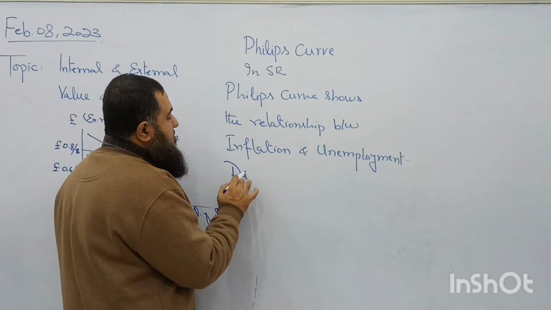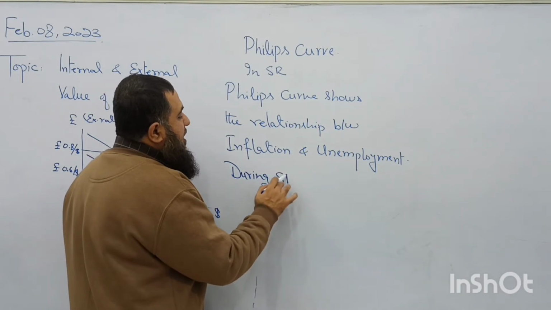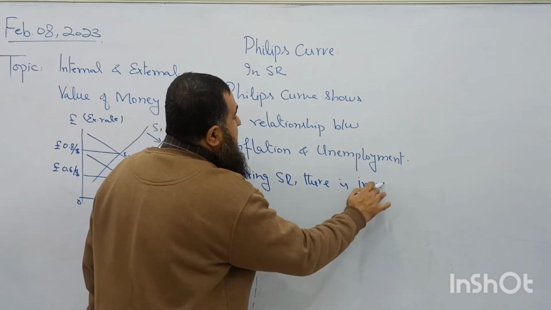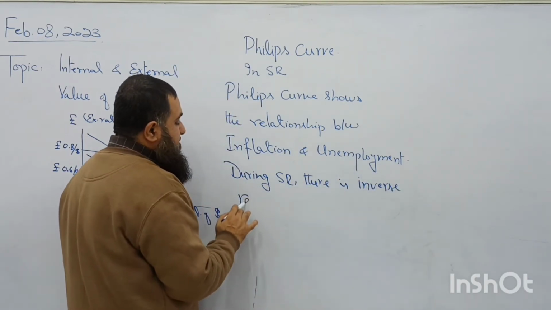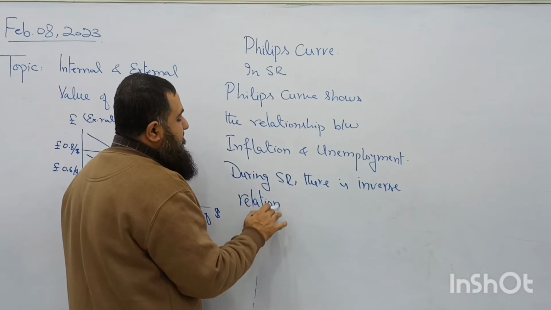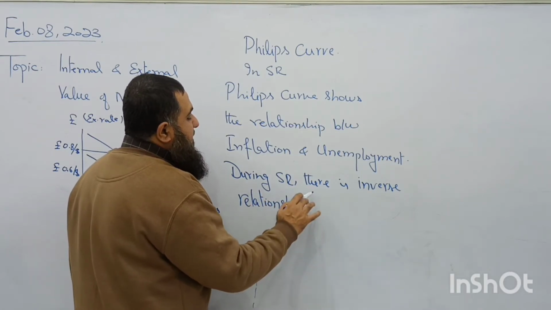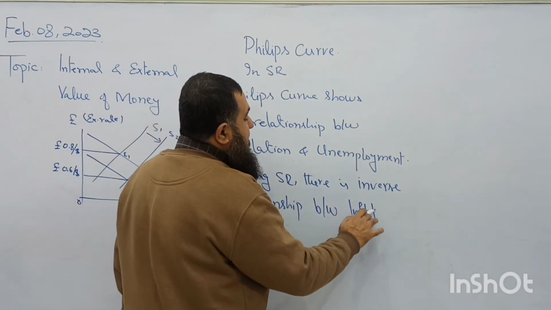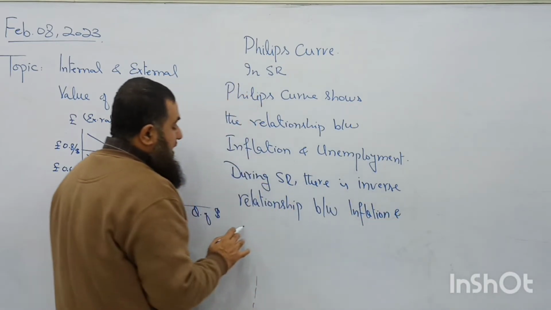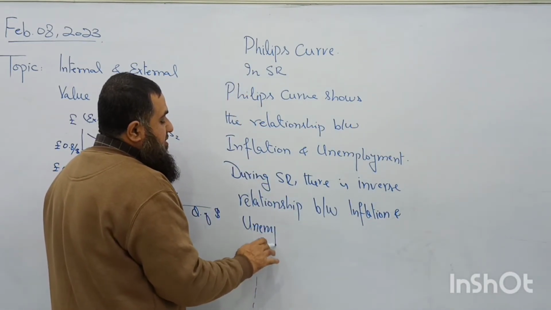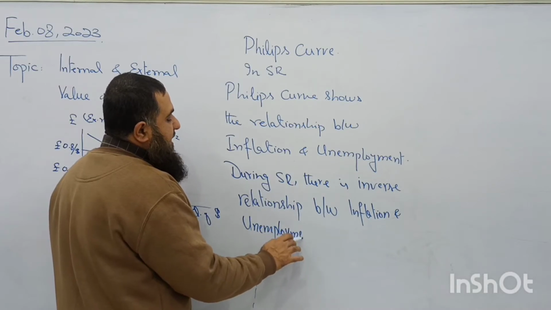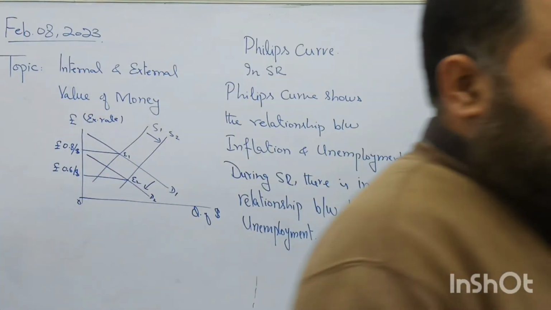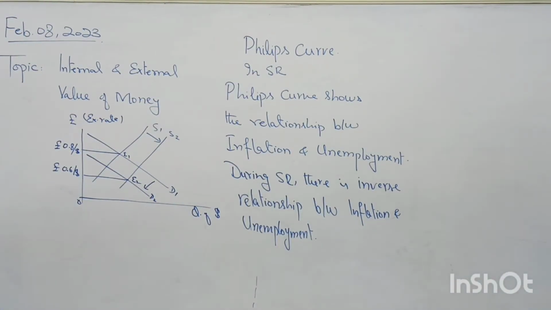During the short run there is an inverse relationship between inflation and unemployment. Therefore, we can say the Phillips curve will be downward sloping during the short run. But this is the Keynesian thought actually.